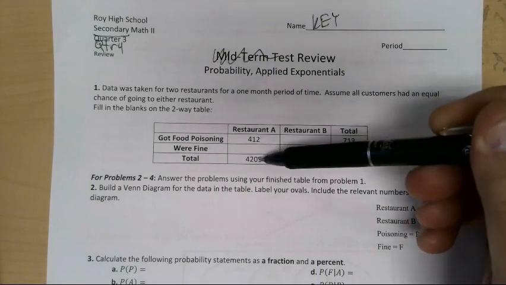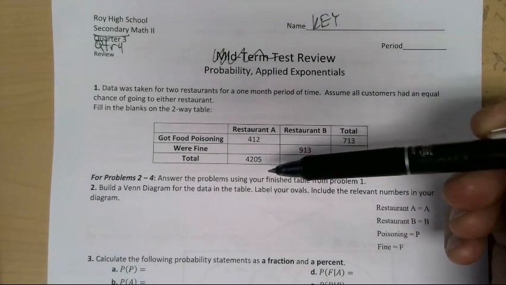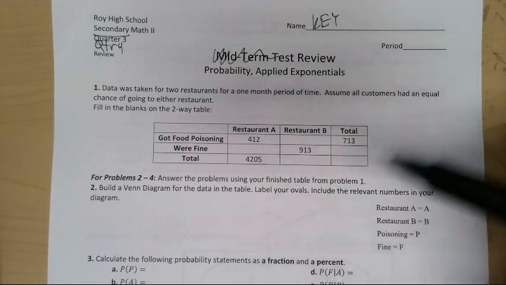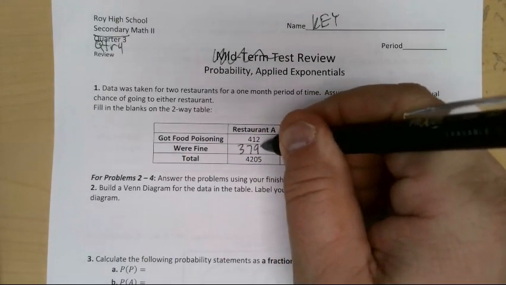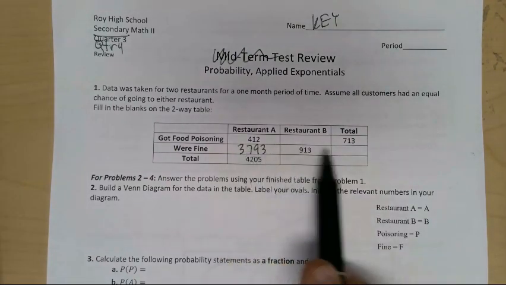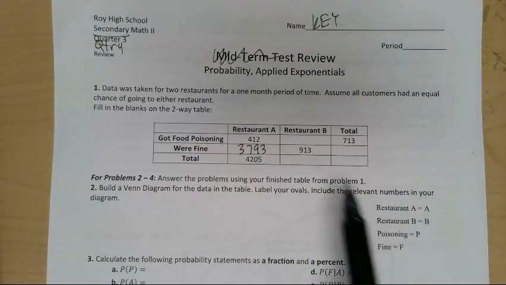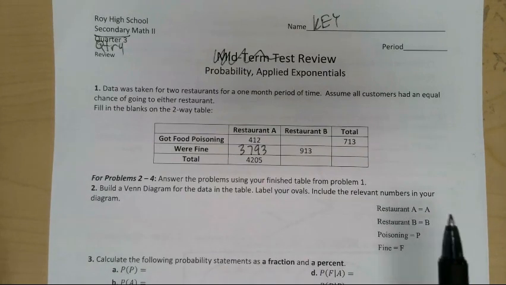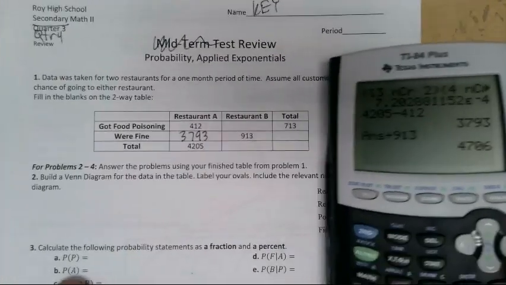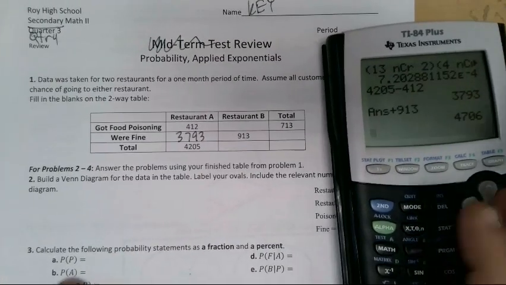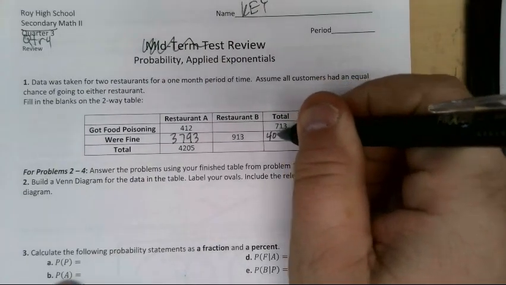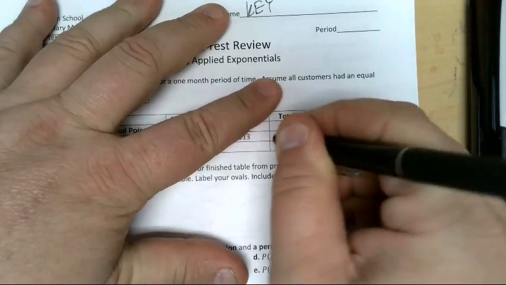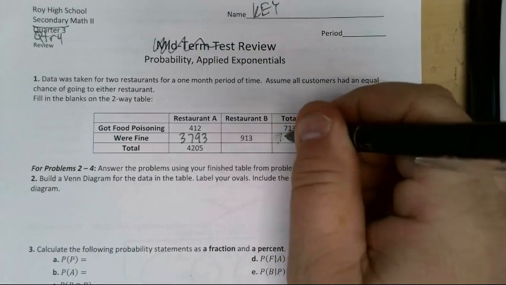I know these two numbers, so I can take 4,205 and subtract 412, and that gives me 3,793 there. Oh, I can add these two together. I just go in whatever order I see it. If I add these together, that'll give me that total. So 3793 plus 913. I'm going to put that in my calculator. I get 4706.